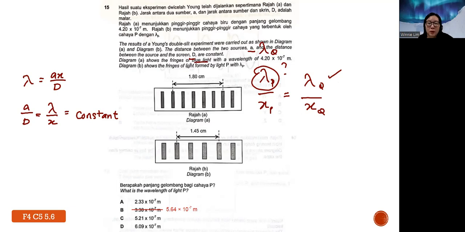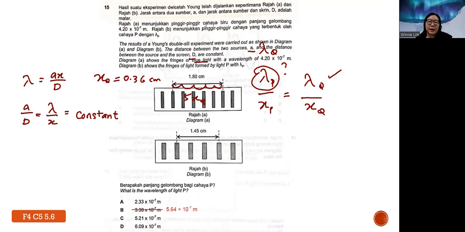They didn't give you the answer directly. This is a sum of x, so we check how many x. X is generally the distance between two consecutive fringes. So for this x cube, you see 1, 2, 3, 4, 5. So 5x cube is 1.8. So you have to find a side lah. So what is x cube? 1.8 divided by 5, you got 0.36 cm.